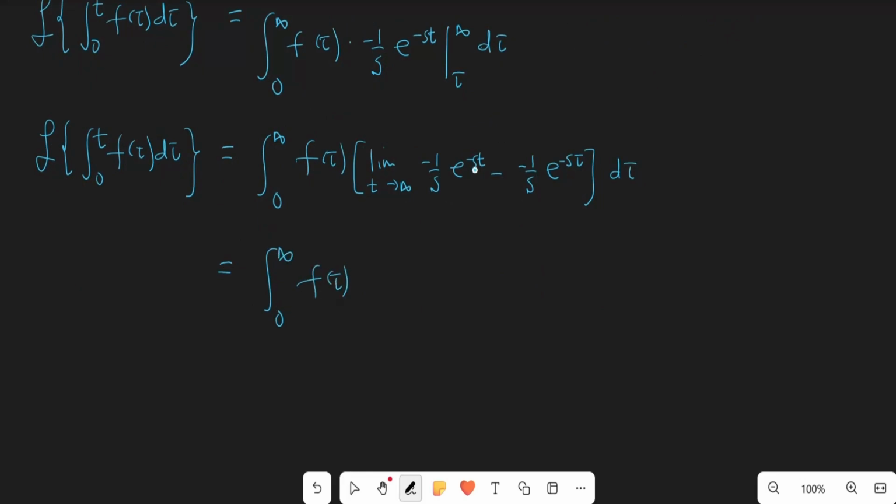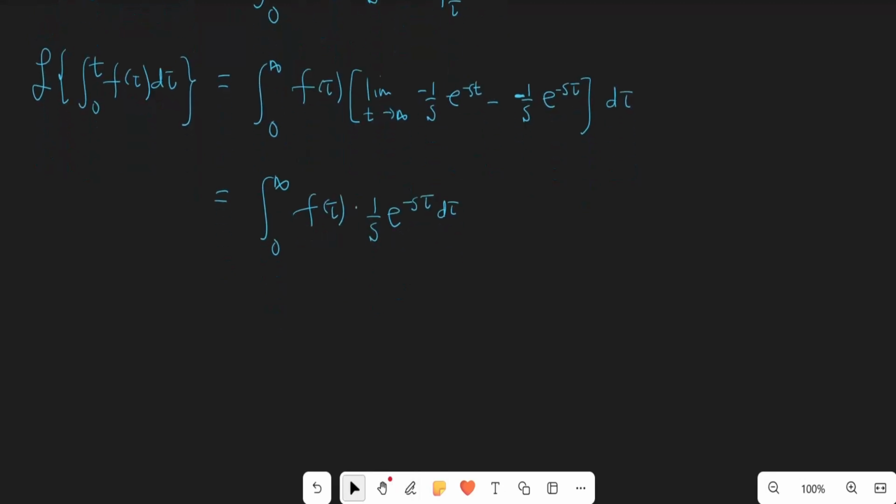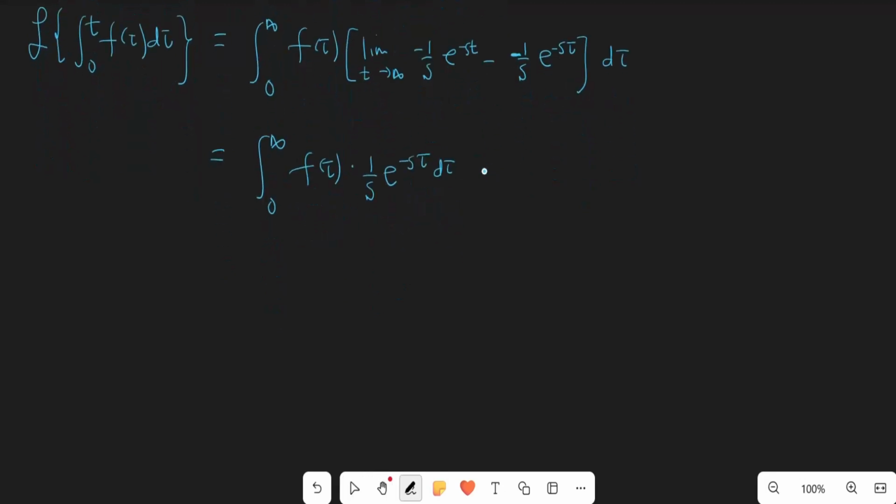So now as t is approaching infinity, this one is going to be approaching 0, and everything here is going to be approaching 0. So now you have 0 minus 1 over s, and that is going to be positive 1 over s e to the negative s times tau, and then d tau. So 1 over s is a constant in the tau world, so I'm going to pull it out. Then I'm going to have the integral from 0 to infinity of e to the negative s tau, and then multiply by f of tau, and then d tau.